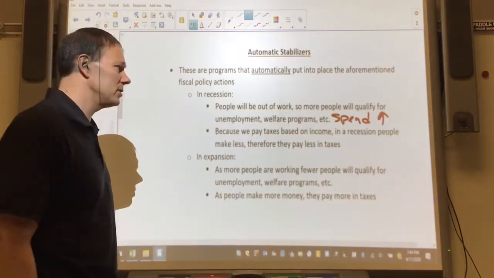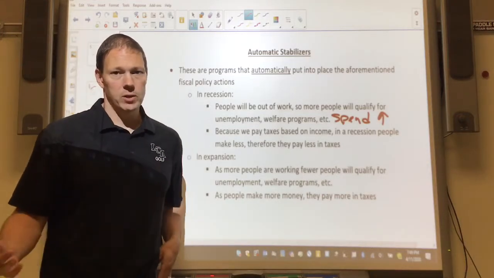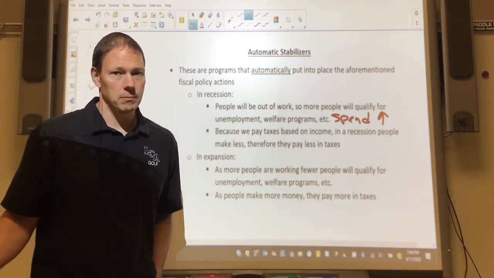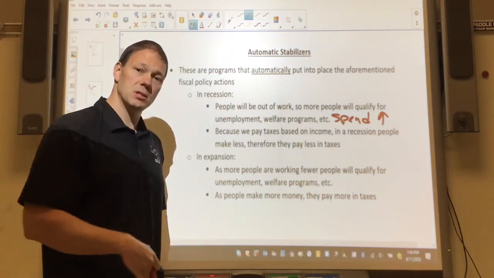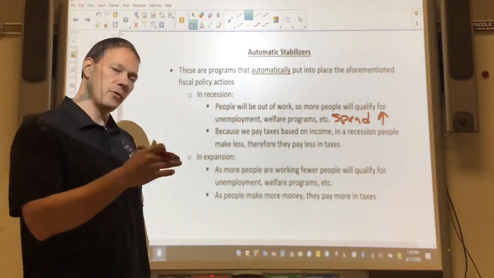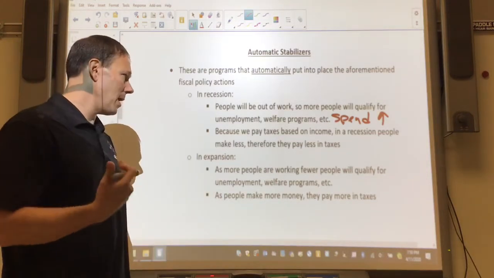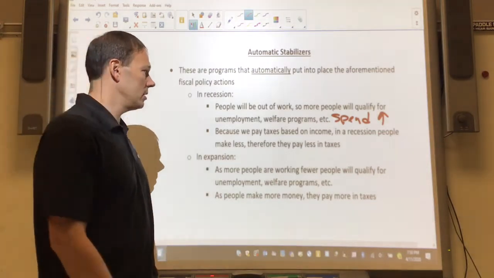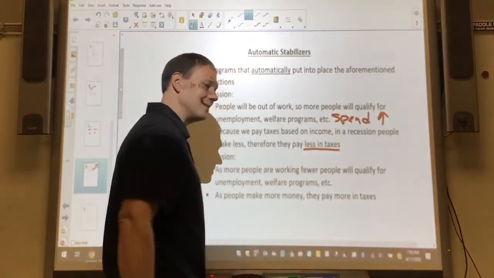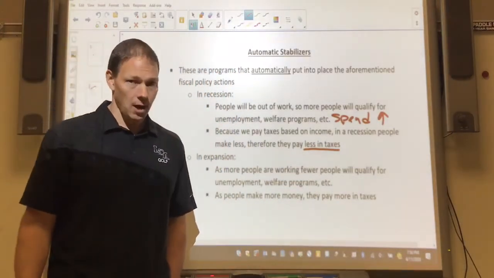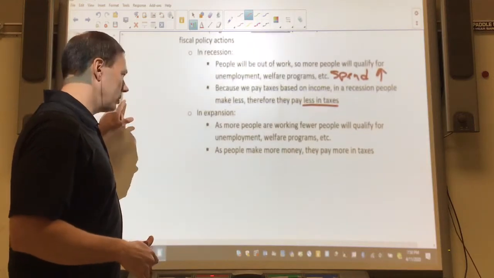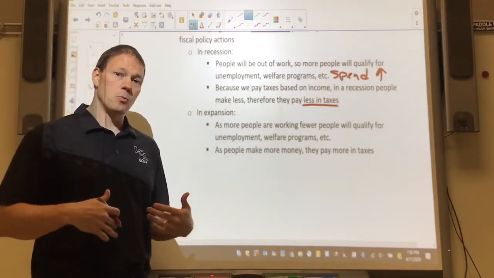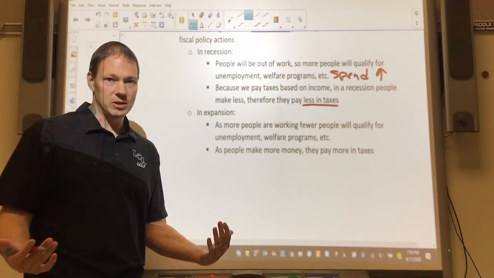What about with taxes? Well, remember we pay taxes based on income. In a recession, not as many people are working. Or if you are working, maybe you've gotten cutbacks, you know, your bonuses got taken away this year, or fewer hours or whatever else. Well, if people pay based on income and people are making less income, that means they're going to pay less in taxes. It's kind of an automatic tax cut during a recession. What about an expansion? Well, in expansion, it's the exact opposite. Of course, more people are going to tend to be working during times of expansion.